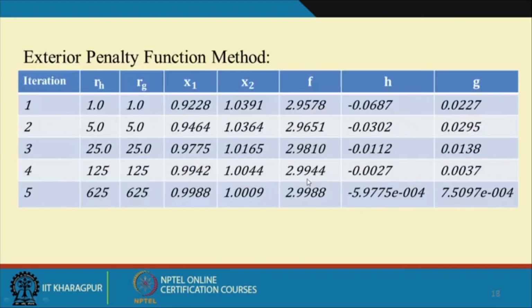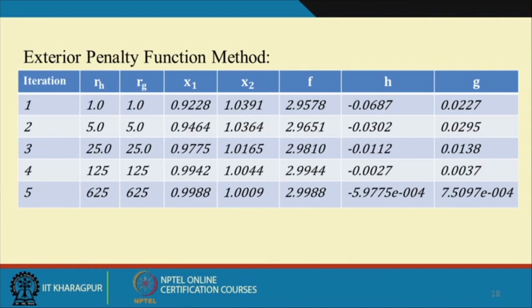Now, if in this case we consider different values of Rh and Rg, by considering the first order necessary condition, we can set the gradient equal to 0 and get a series of values. Then you see this table is converging to x1 as 0.99 and x2 as 1, whereas the objective function value is converging to 2.99. Otherwise, from the first order condition, if you just consider Rh tending to infinity or Rg tending to infinity, you will get the same value.